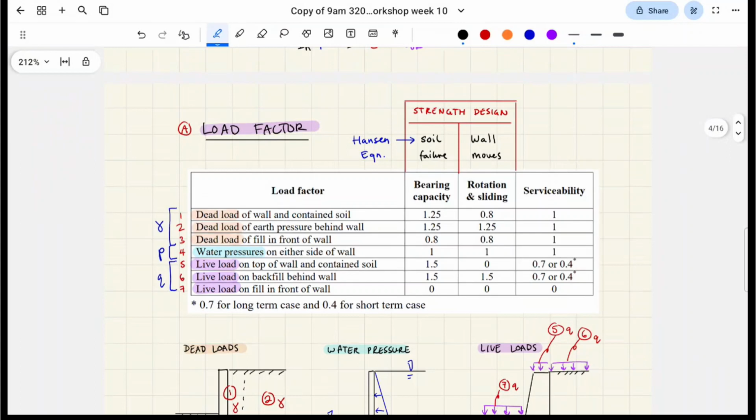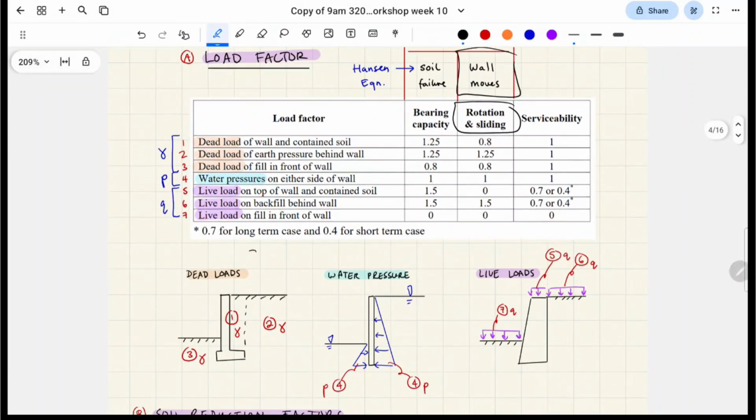Alright, so here's what they actually do. When we break it down, here's what it actually looks like, because it's in table form, right? So for soil bearing capacity, where we have soil failure, that's this first column. But again, that's not going to be in this workshop. That's if they ask you a question to do with retaining wall design, and then they get you to calculate bearing capacity, use Hansen's equation, all that stuff. That's when you use that column. We're going to deal with rotation and sliding for the most part in this workshop. We're not really touching on serviceability for retaining walls, okay?